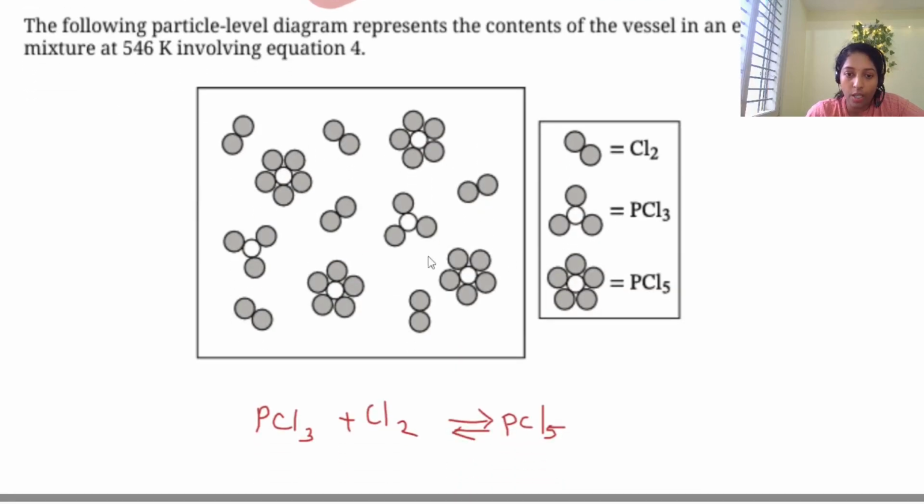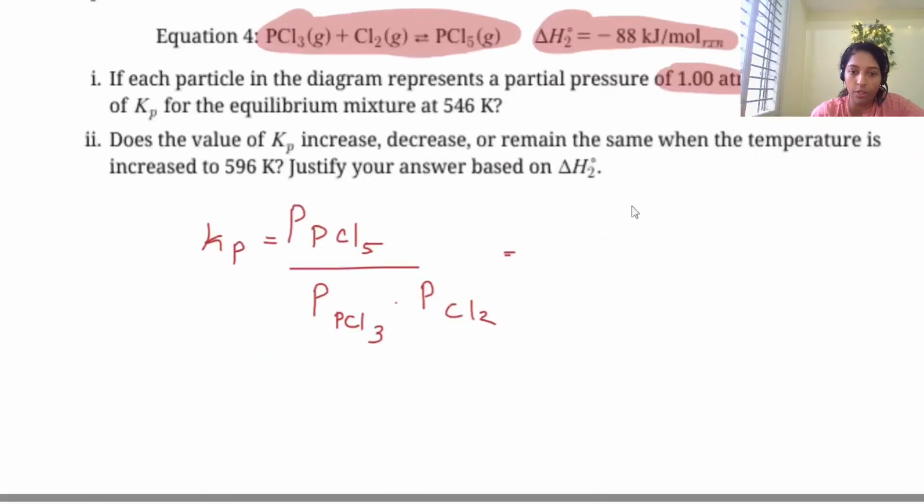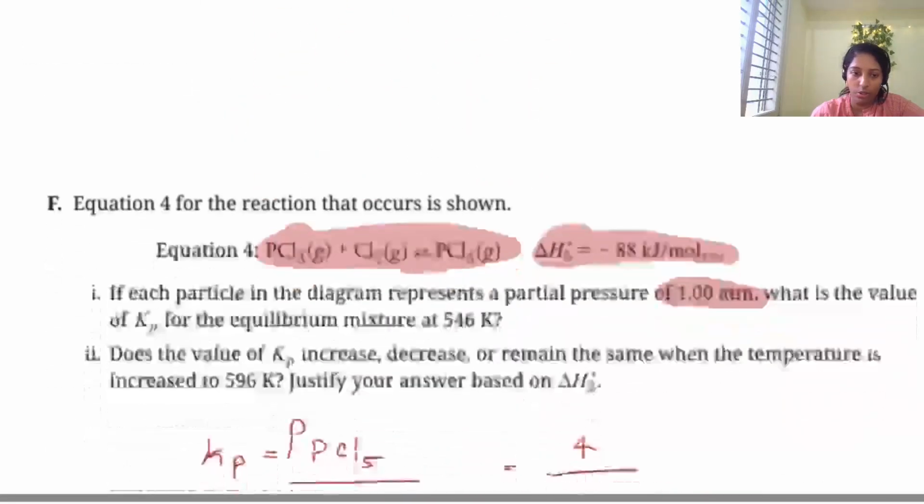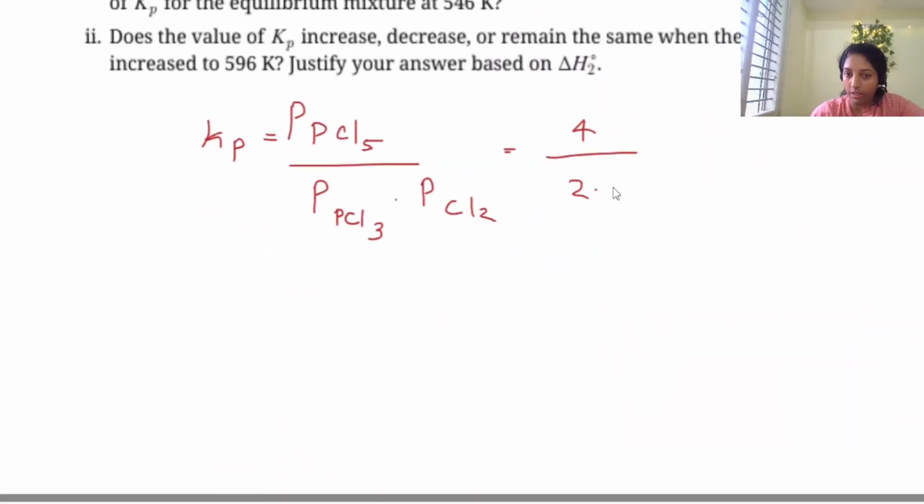So see, how many PCl5s are there? 1, 2, 3, 4, right? 4 PCl5 is there, so you can plug in 4 here, and PCl3 is 1, 2, only 2, and the other one is 2, 4, 6, so 6. That's all about the Kp. So the answer that I got is 0.333.